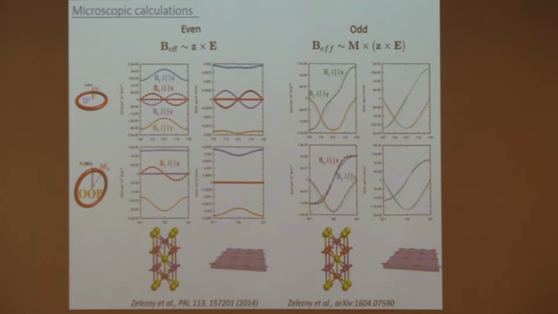And because of that, when we actually calculate how the effective field in this model depends on the direction of the electric field, we see in both models the dependence is very similar. And so we see that really it's the symmetry which controls primarily this dependence. The even field here has this Rashba form, the odd field has this anti-damping form.